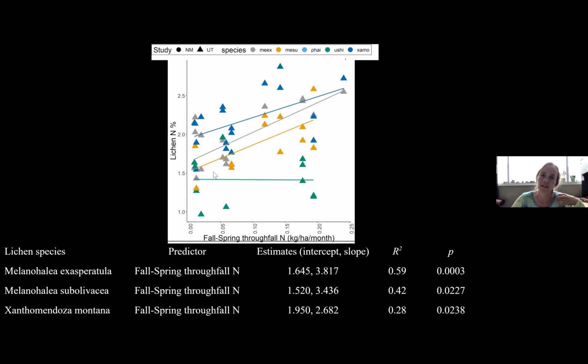So here we have all the different species, and you can see this Usnea hirta. This is like a light green fluffy lichen. It's not a very good nitrogen bioindicator. But these other three are pretty good. And the best one was this Melanohalea exasperatula, which had an R-squared of 0.59, which is like, okay, but not great. So it's a reasonable bioindicator, but it could potentially be improved.